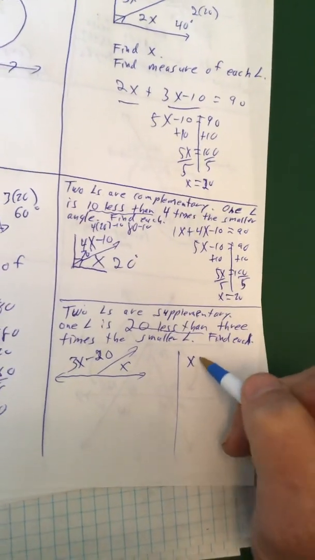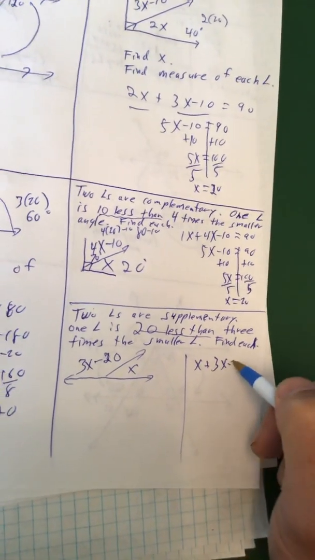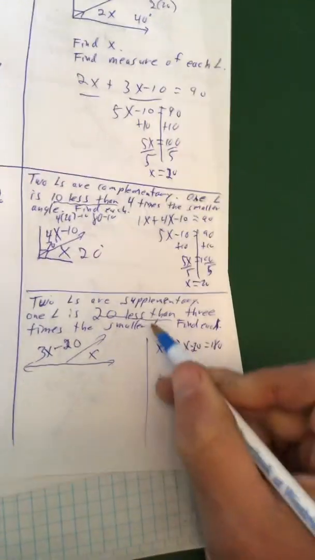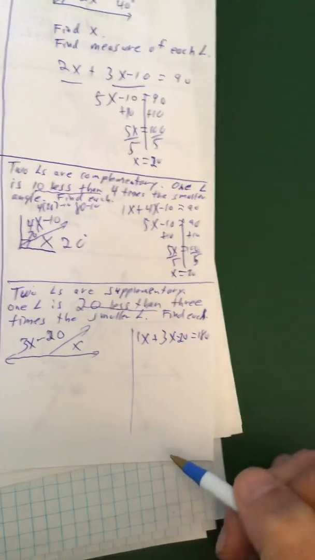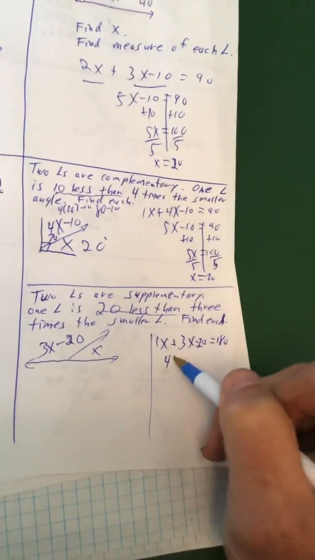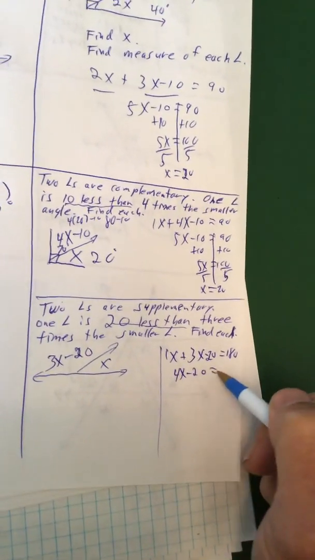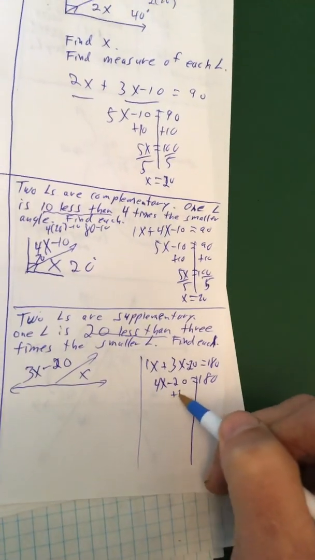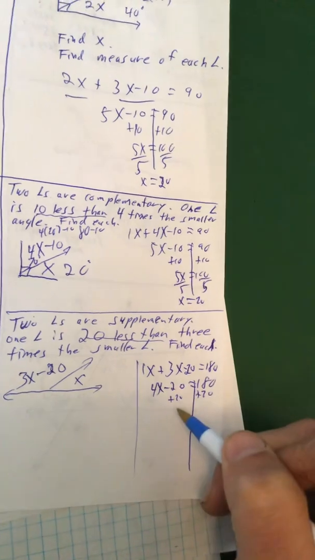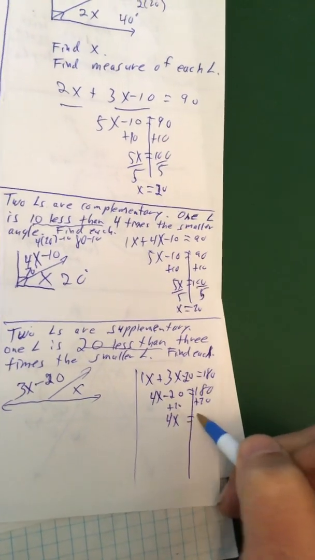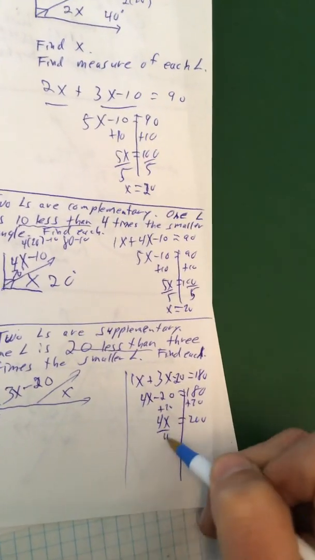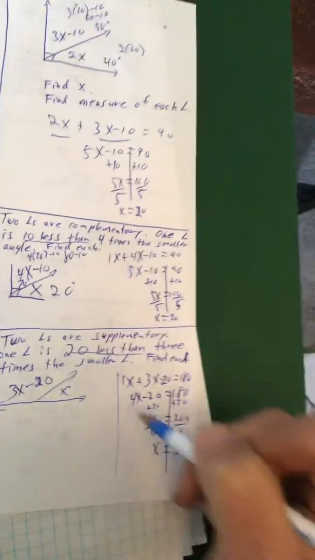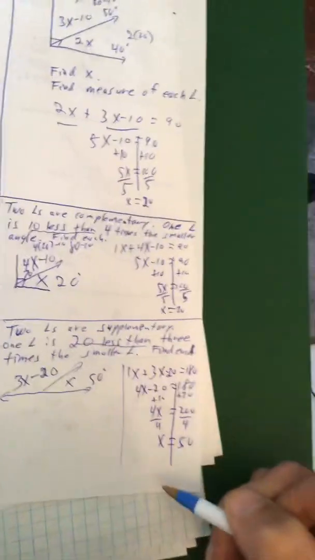So here's the small angle. Here's the big angle. They're going to add up to 180 because they're supplementary. Put a 1 there for your coefficient. So 4x minus 20 equals 180. And you can solve. I'm going to add 20 to both sides. 4x equals 200. Divide both sides by 4. X equals 50. So the small angle is 50 degrees.